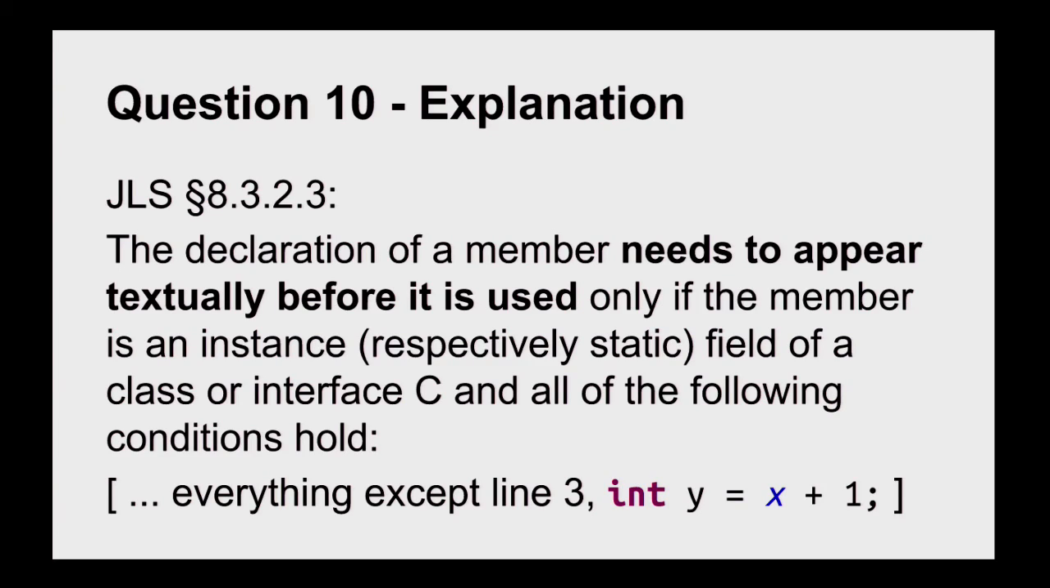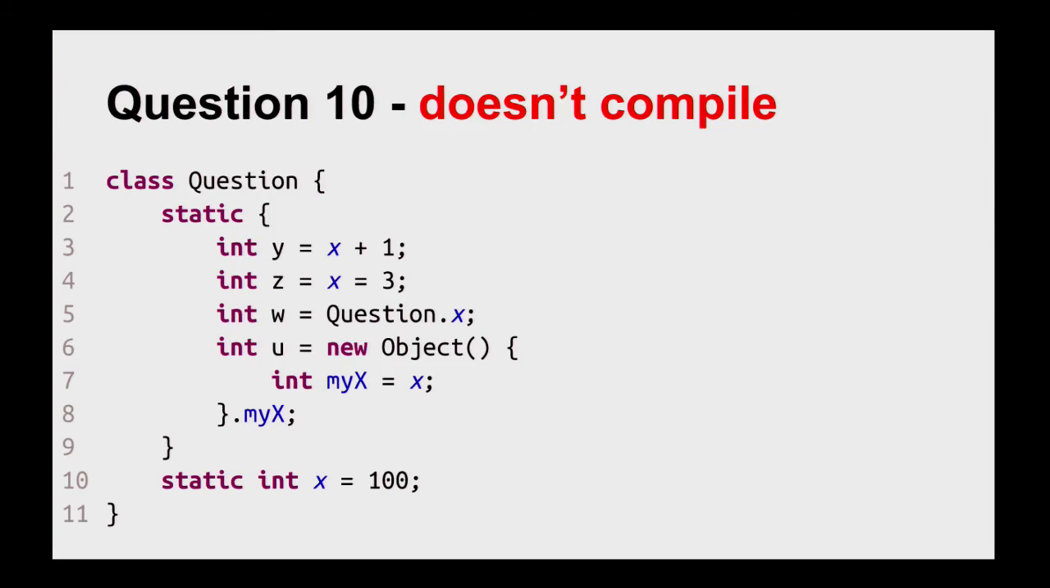But basically everything except, you can't do that unless certain conditions hold. And those conditions are basically everything except what I have on line 3. So the int y equals x plus 1 is the part that doesn't compile. Basically everything else does compile, though. So the exceptions to that rule that it has to appear textually before it's used: that doesn't apply if it is on the left-hand side of an assignment. So in this case, x is on the left-hand side of an assignment. Even though it's also on the right-hand side of an assignment, that's OK because it's also on the left-hand side.